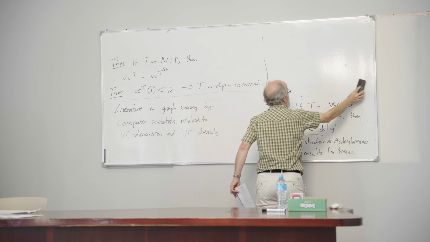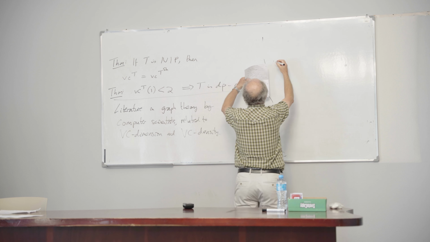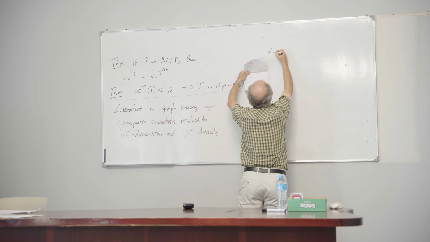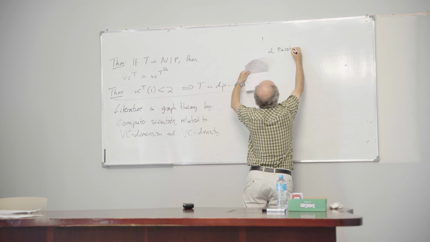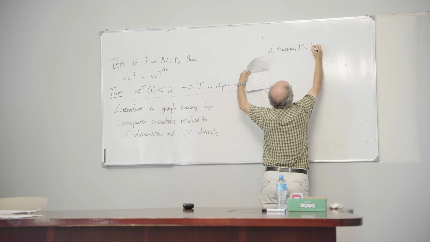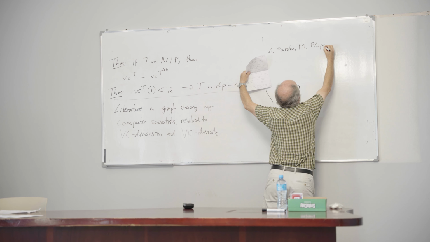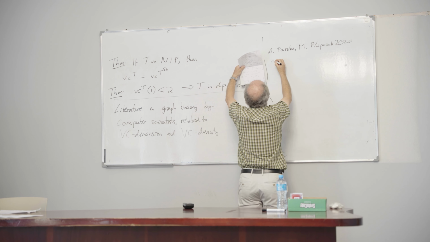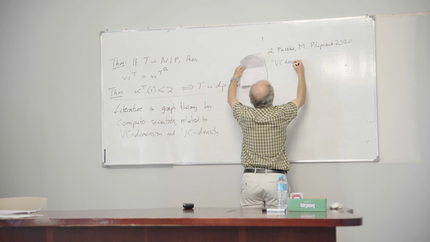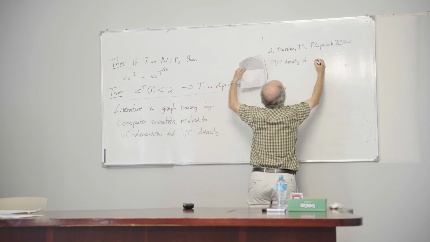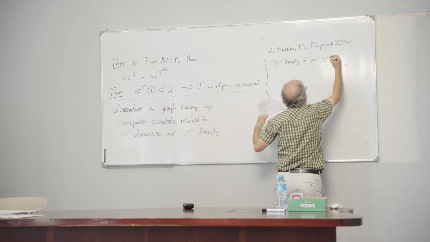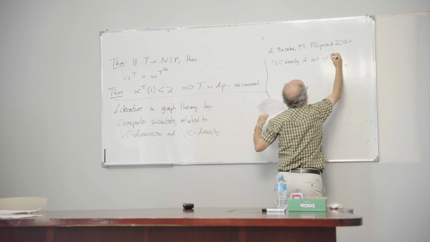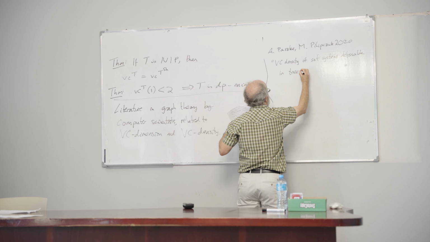So there was something by A. Pajka and M. Pilipchuk. I don't know these people. So this was 2020. And it's VC density of set systems definable in tree-like graphs.